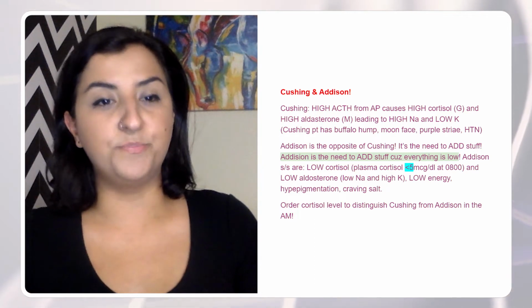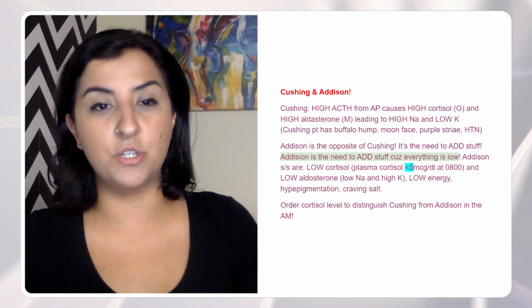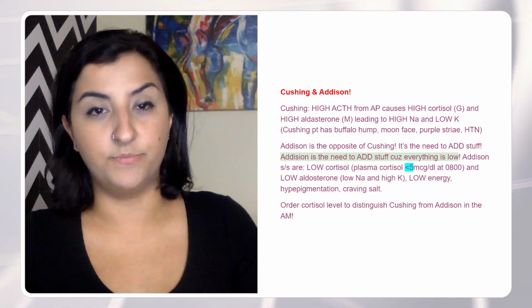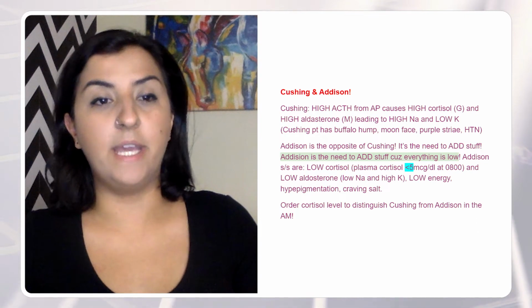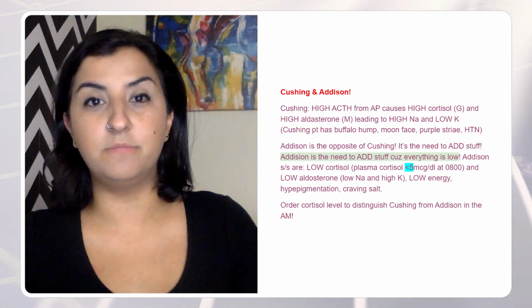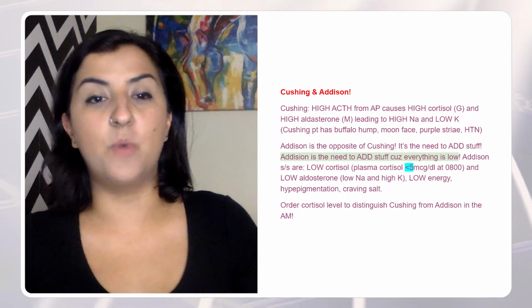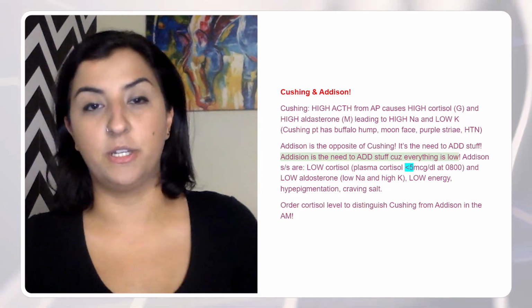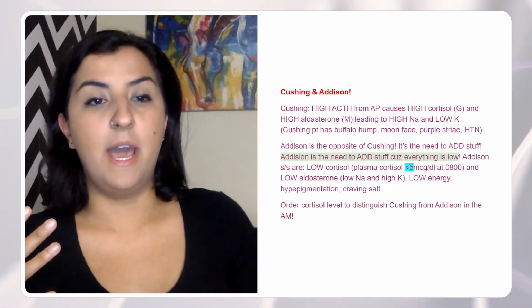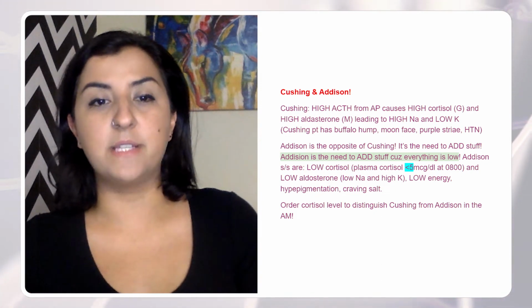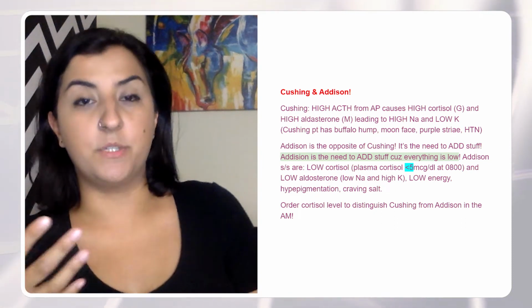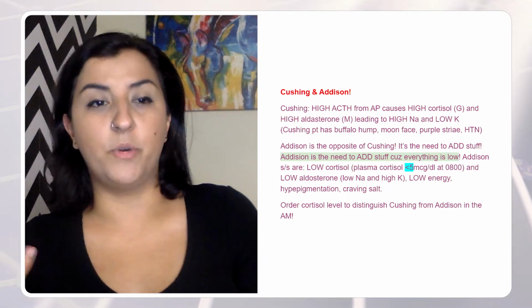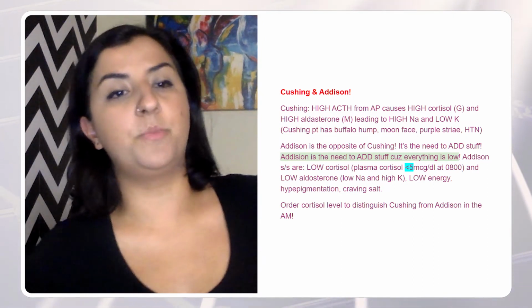So the Cushing now, high ACTH from the anterior pituitary causes a high cortisol level, okay, and high aldosterone, leading to high sodium and low potassium, okay? That's your Cushing. Your Cushing patient has a buffalo hump, moon face, purple striae, and hypertension, okay? This is a condensed summary of Cushing disease.